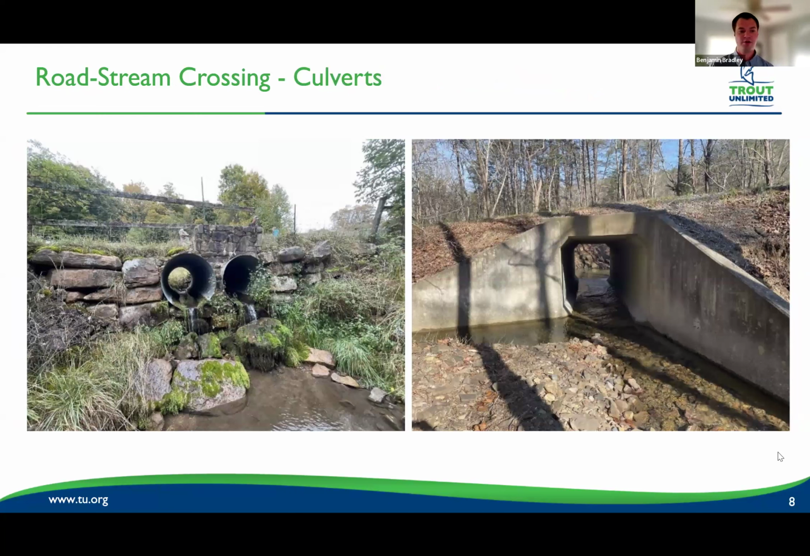Then we get to our most common type of structure that we see at road stream crossings, which is a culvert. Culverts come in all different sizes and shapes and materials, but at the end of the day, they all serve the same function: they're a pipe that lets the water flow through the roadway embankment. Like I said, culverts are our most common type of structure that we see at road stream crossings. And they're also the most problematic, which is why the rest of today's talk is really going to focus on culverts. Next slide.